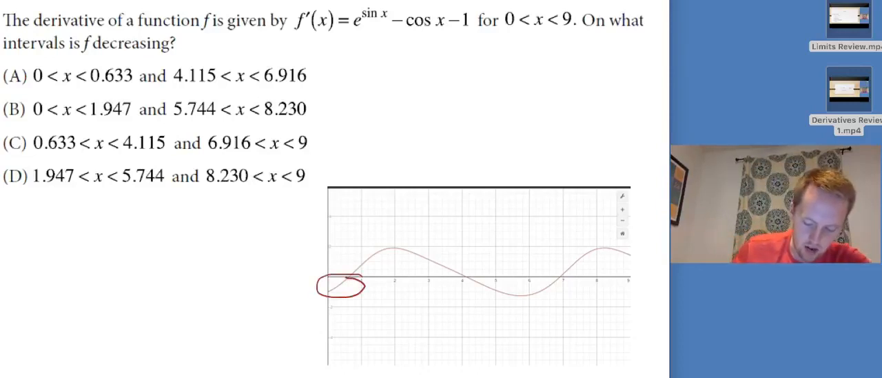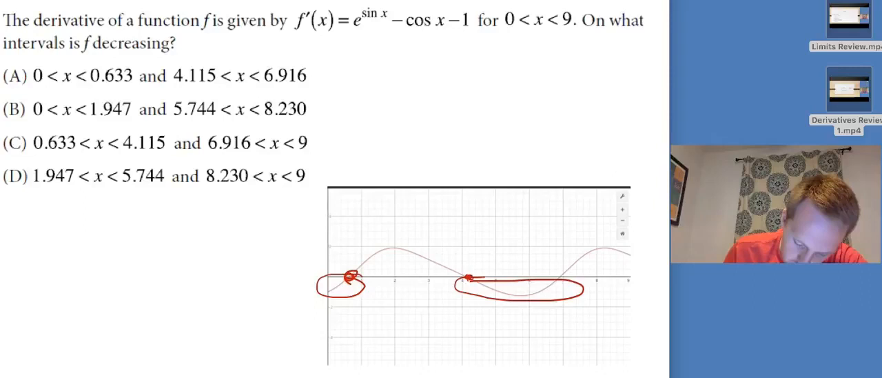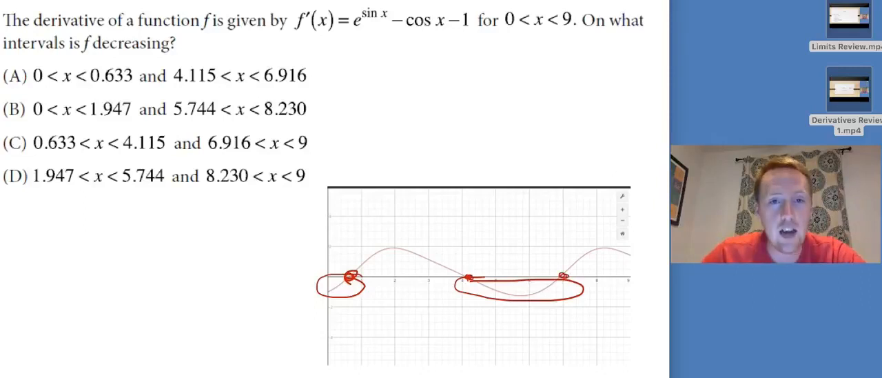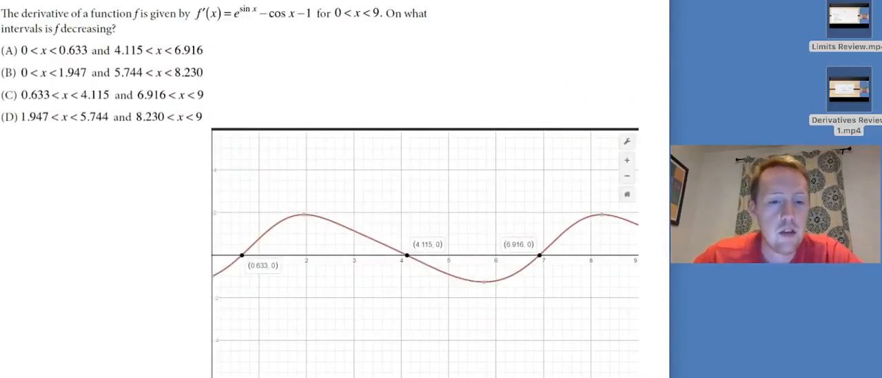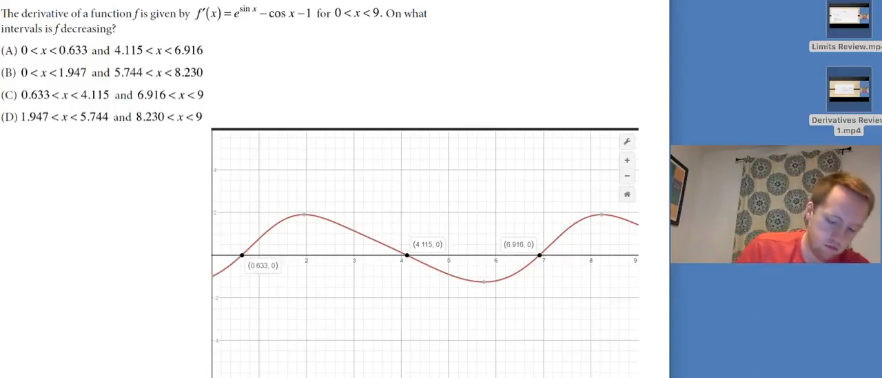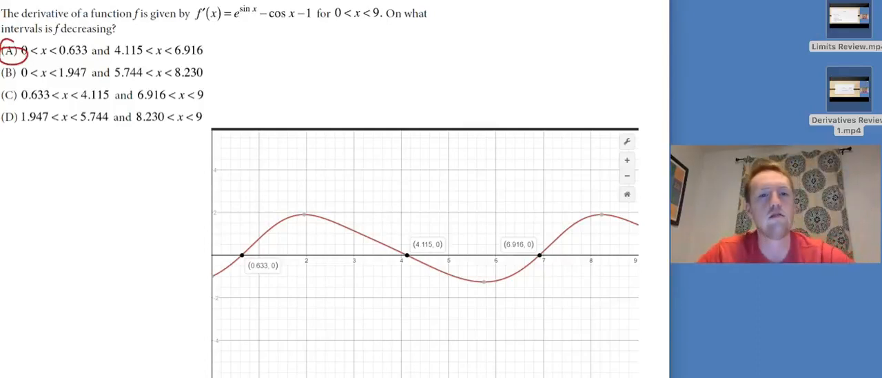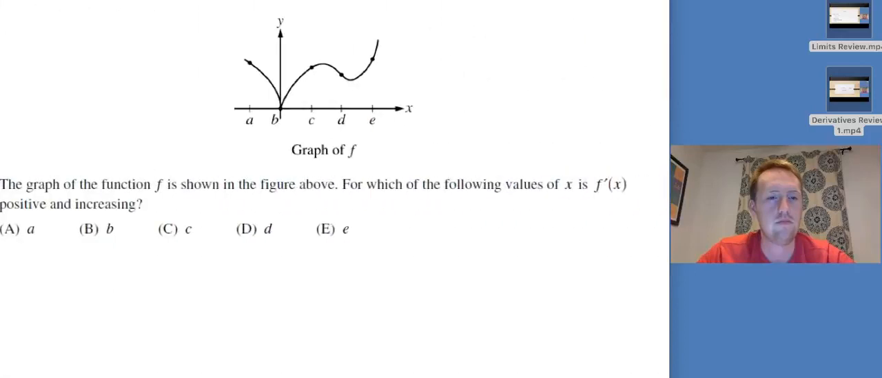I see a little spot here, and I see a little spot here. So there are 3 zeros I need to find. I need to find this 0, and this 0. Again, that thing that I said more than once: do not just trace it and think that's close enough. You need to actually calculate the zeros, like I did. So it looks like from 0 to 0.633, and then 4.115 to 6.916. A. Man, wouldn't that have been embarrassing if I got it wrong?